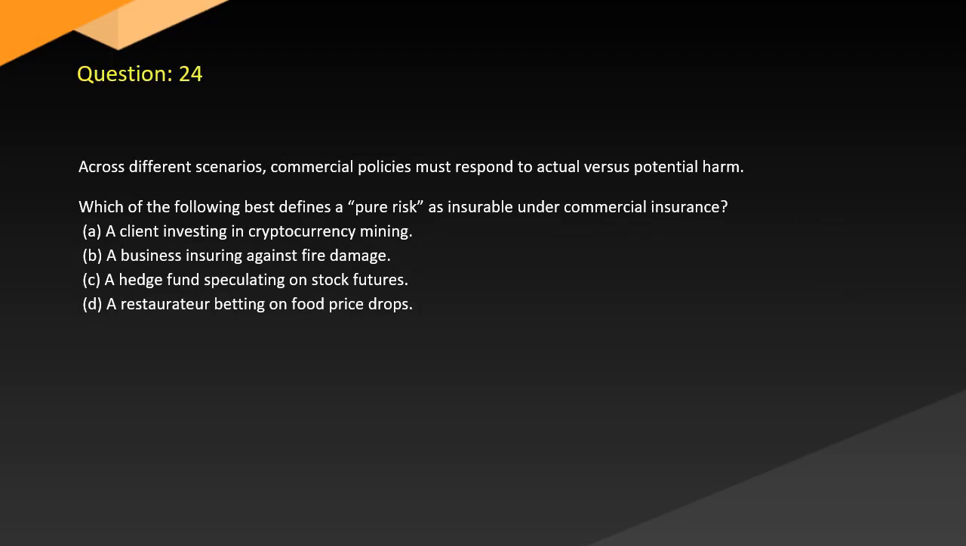Question 24. Across different scenarios, commercial policies must respond to actual versus potential harm. Which of the following best defines a pure risk as insurable under commercial insurance? A. Client investing in cryptocurrency mining. B. Business insuring against fire damage. C. Hedge fund speculating on stock futures. D. Restaurateur betting on food price drops.